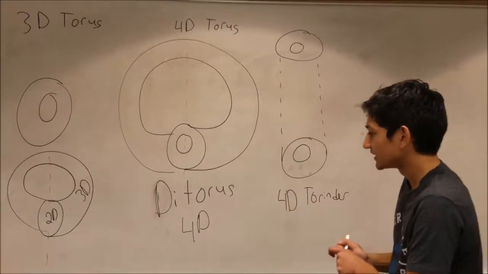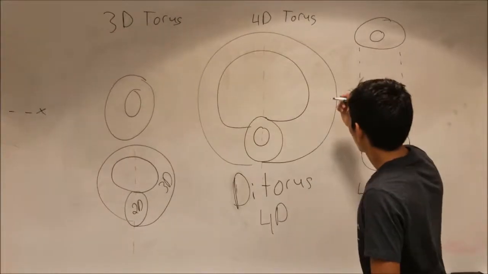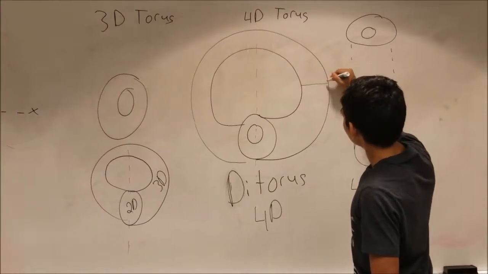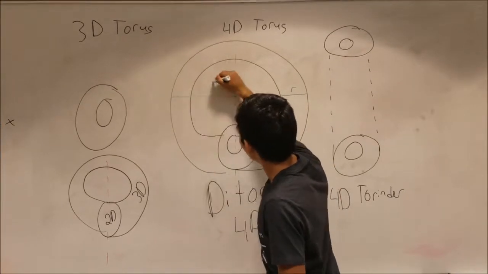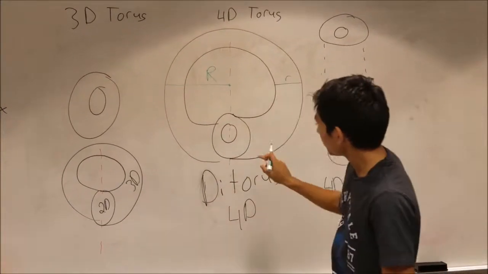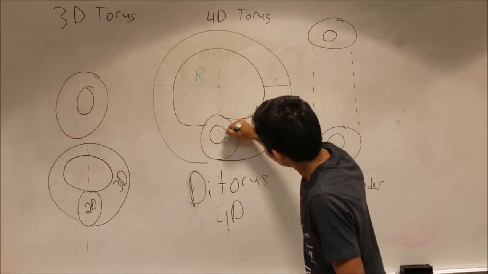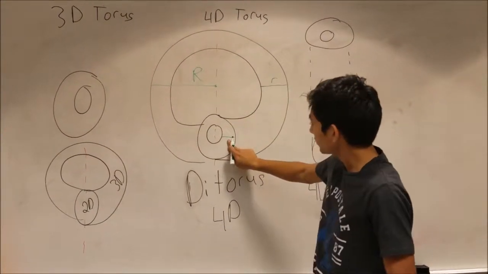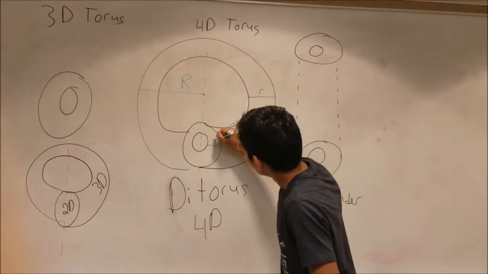So in order to do that, let's label some variables. Similar to the other torus, this will be little r. From the center all the way to the edge will be big R. And if you notice, we also have a smaller torus right here, and we need to label that too. So the value of the smaller, or the minor radius of the ditorus will be what we call P.